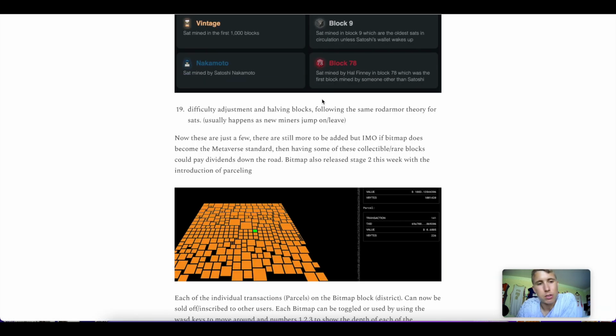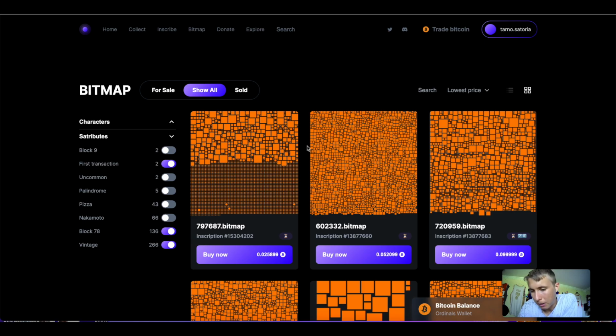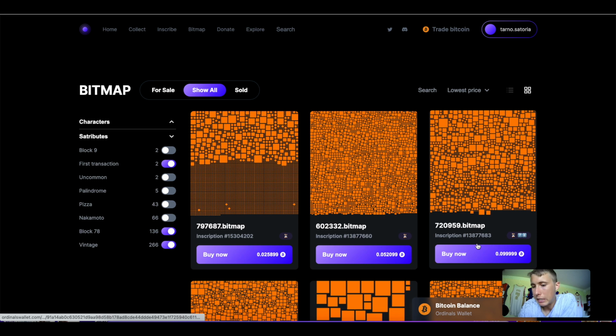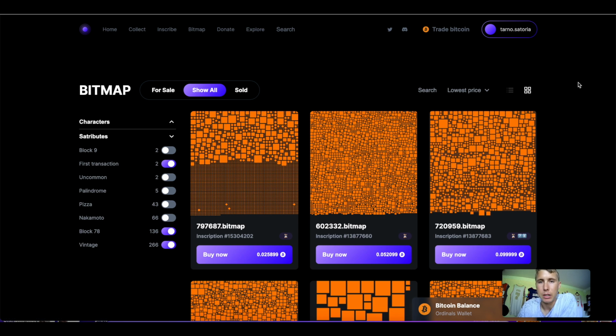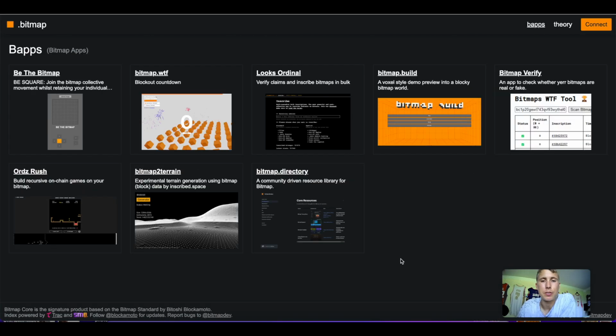Then you can even look for some blocks that are the difficulty adjustment halving blocks. This is when the Bitcoin algo changes to where it's easier or harder to mine more Bitcoin. This just happens as more miners go on board and off board. And some other updates on Bitmap: you can actually play around with a bunch of these different BAPs. These are just different Bitmap apps. I'll leave a link in the description below so you guys can check out all of this stuff.